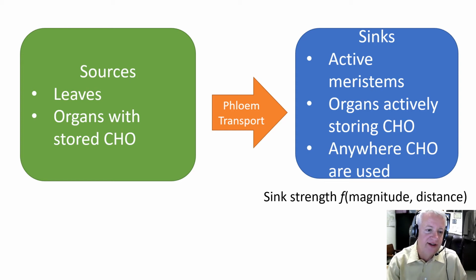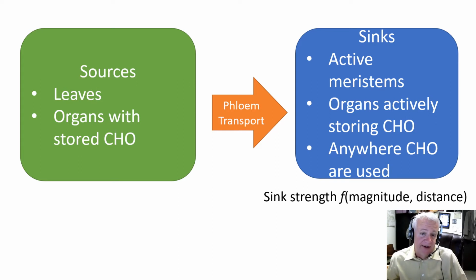Well, we've covered the categories of carbohydrates, so this next part of the lecture deals with carbohydrate transport. We're going to talk about mechanisms and patterns of carbohydrate transport. A concept that's important for understanding and thinking about the transport of carbohydrates is sources and sinks. Sources are just places from which carbohydrates are exported.